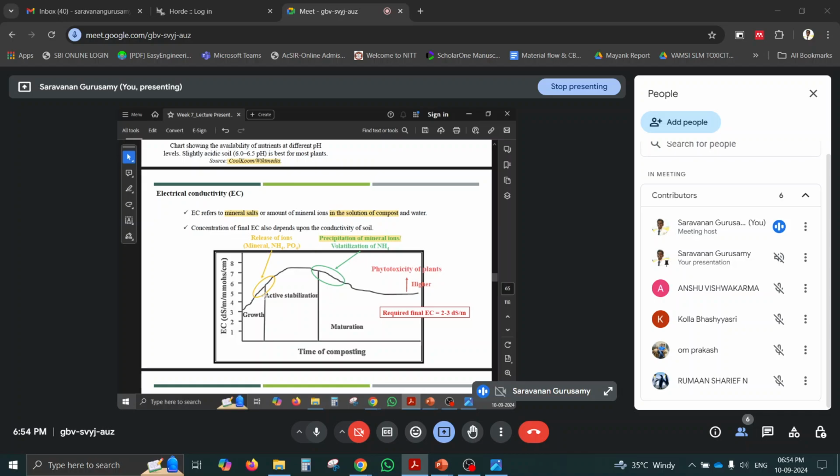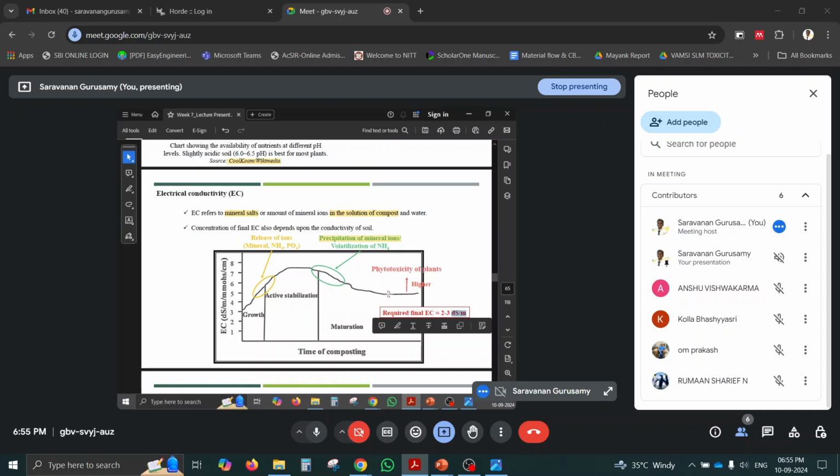Like soil, if you dissolve it in water, whatever mineral salt is present in the soil will leach into the water and become more soluble. So my compost should have good solubility, good electrical conductivity. Then only will the mineral salt mix with the water in the agricultural land, and the plant can take up these minerals. That's the ultimate aim. The final EC also depends on the conductivity of the soil. It is required to be 2 to 3 decisiemens per meter. Siemens per centimeter or siemens per meter is the unit of conductivity; here the unit is decisiemens per meter.